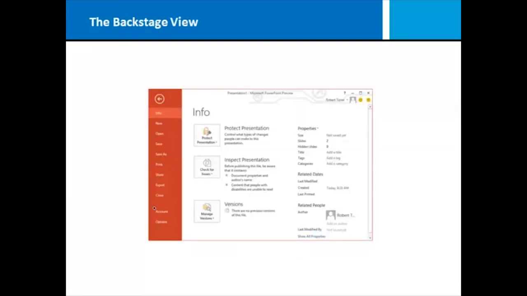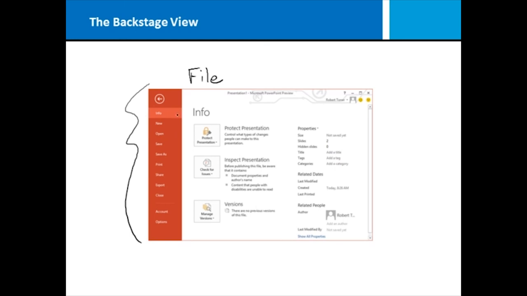All of the Microsoft Office 2013 products have what is called the Backstage View. This area is accessed under the File tab. When you click on File, you don't go to a ribbon. You are transported to this different perspective, a completely new window called the Backstage View.